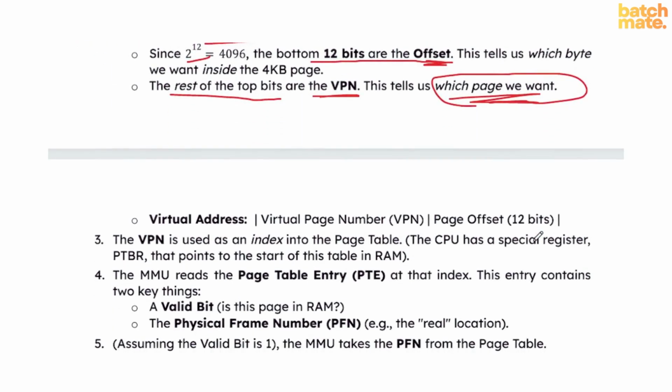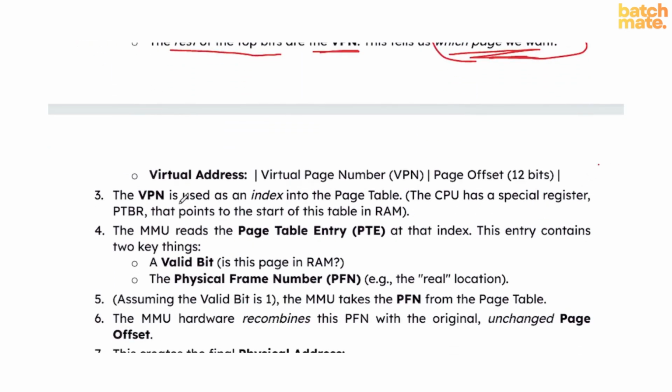So here is the workflow. The MMU takes the VPN and uses it as an index to look inside the page table. The MMU reads the page table entry at that index. This entry contains two key things: the valid bit. It answers the question, is this page in RAM? If the valid bit is 0, the page isn't there, and if 1, then it is. And the other one is the physical frame number, or PFN, which is the real location in RAM. This effectively says virtual page 5 is currently sitting in physical frame 99.